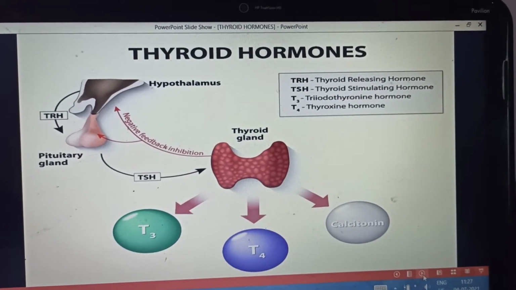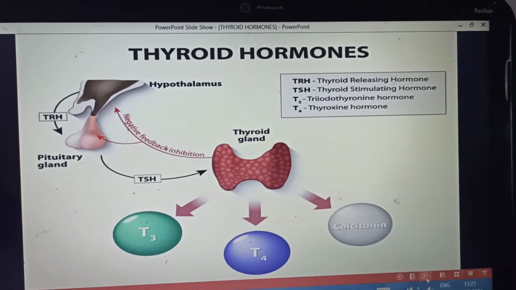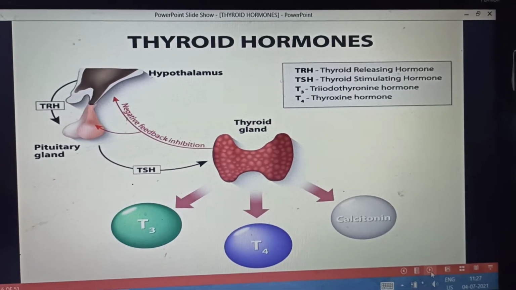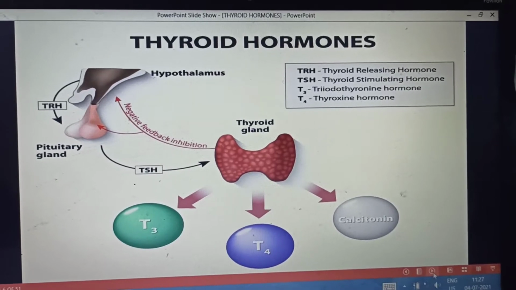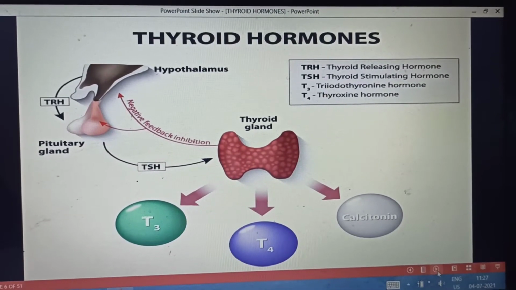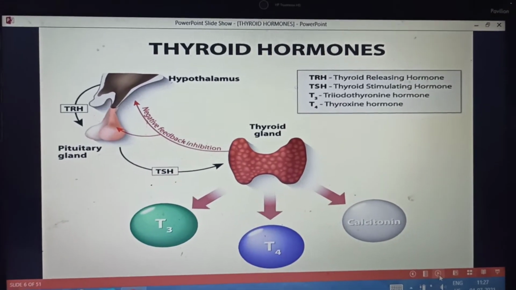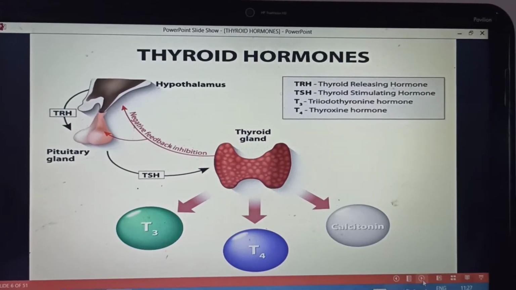When the T3 and T4 level are increased in the blood, it sends negative feedback inhibition to the hypothalamus, and there is decrease in the TRH release. Also it sends negative feedback inhibition to anterior pituitary and decreases TSH release, and so there is a less production of the thyroid hormones.